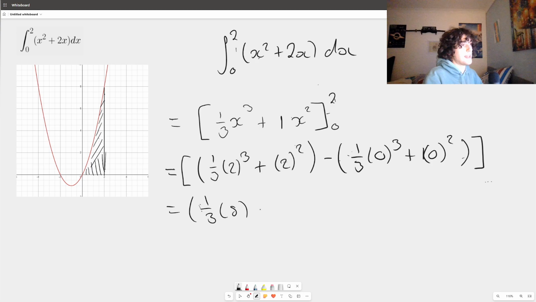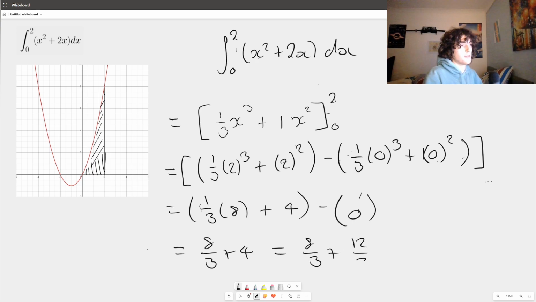Now to calculate this, we're going to do a third of 2 cubed, which is a third of 8, plus 4. Sorry, that's a really wonky looking 8. And there's going to be minus 0 cubed is 0, and 0 squared is 0, so this is just going to be subtract 0. So our answer is going to be 8 over 3 plus 4, which is 8 over 3 plus 12 over 3, which is 20 over 3. And that is our exact answer, and you do not need a plus c on the end of this.